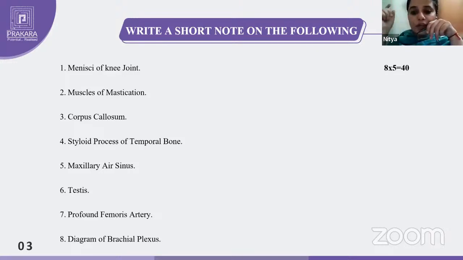Then they are asking for the diagram of brachial plexus. So when diagram is asked, you have to begin with the root. Okay, C5, C6, C7, C8, and T1. So you will draw the root, and then you will mention about the trunks. Okay, and after the trunks, you will mention about the divisions and then the formation of the cords of the brachial plexus and the branches. So root, trunk, division, cords, and branches. So all this you will represent in a diagrammatic form.